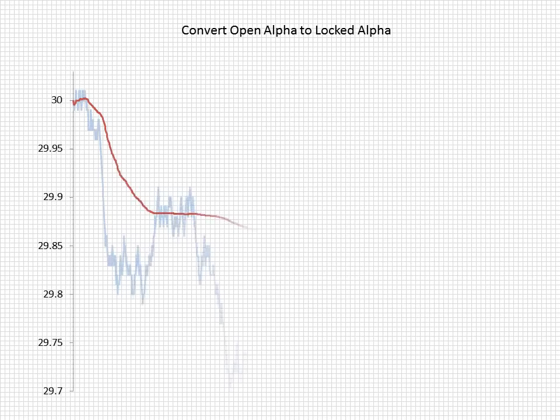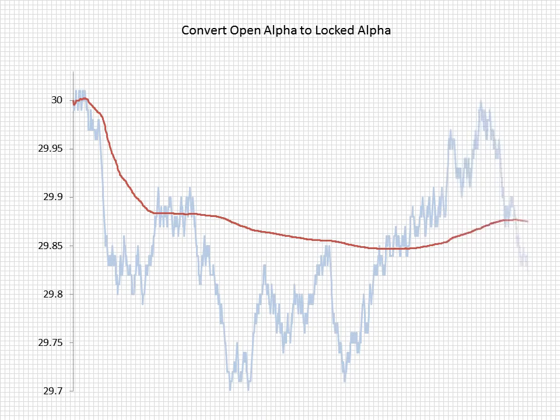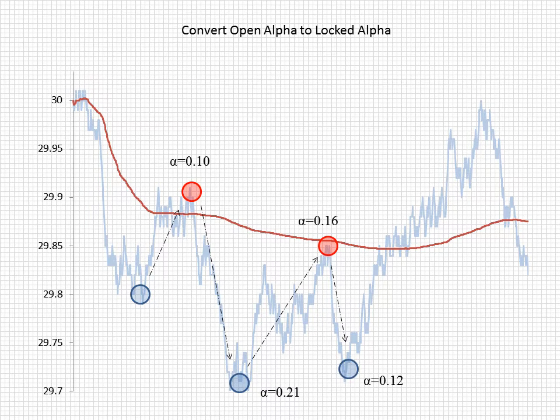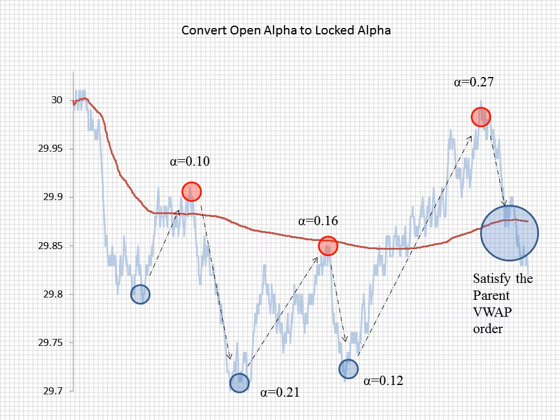Now, let's talk about converting open alpha to locked alpha. Here we see that child orders bought below the VWAP can be sold above the VWAP at a profit, capturing alpha. Again, our goal during the early and middle trading period is to capture alpha. This provides a cushion against an adverse market move that could affect the arrival price of the parent order late in the day. Going into the close during the late period, we look to satisfy the parent VWAP order at or near the VWAP.